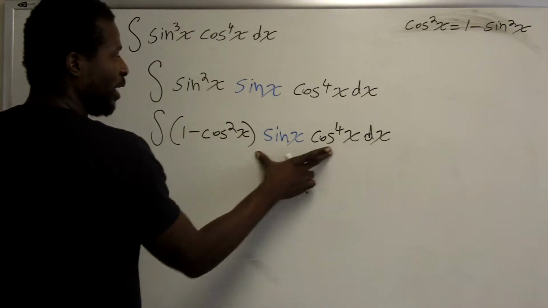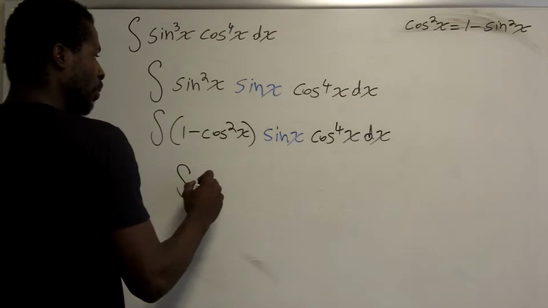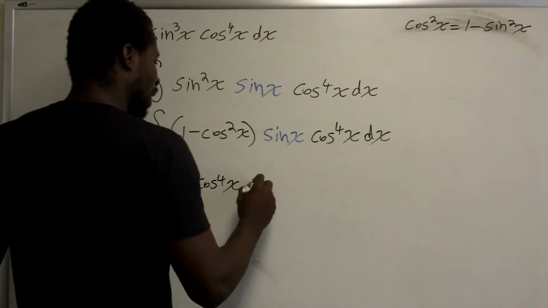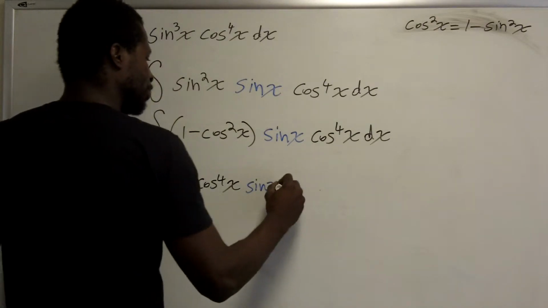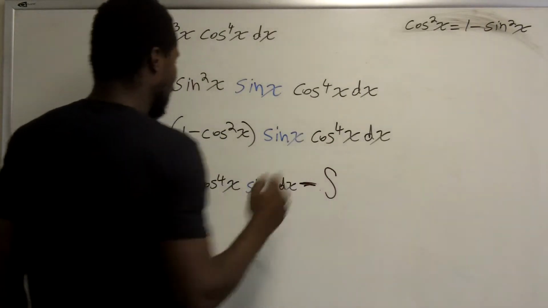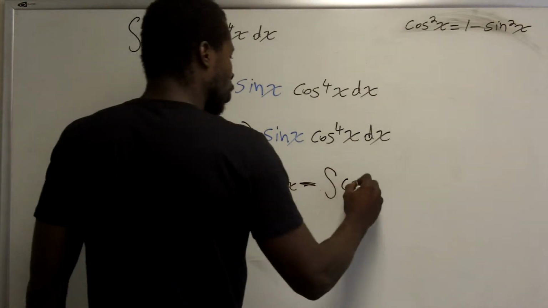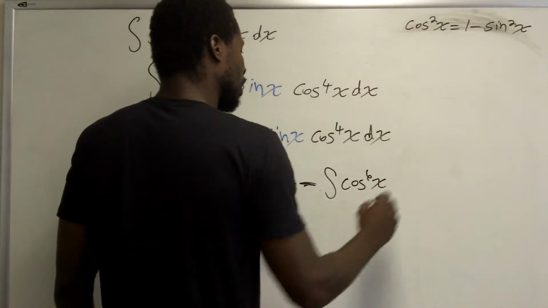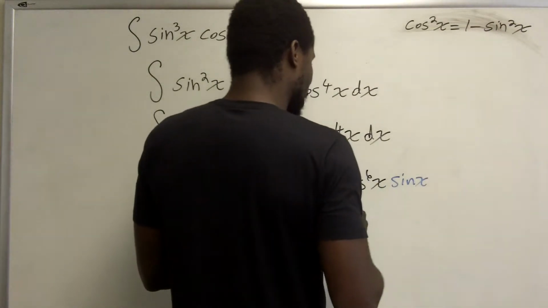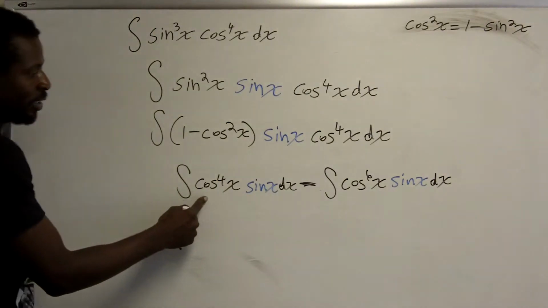Well, the first term, if I distribute all of this to the 1, I get the integral of the cosine to the fourth of x times the sine of x dx. And then a minus sign, and then I'll have the integral, and this one is going to be cosine squared of x times cosine to the fourth of x, which is cosine to the sixth of x. Oops, and I forgot the sine of x dx.